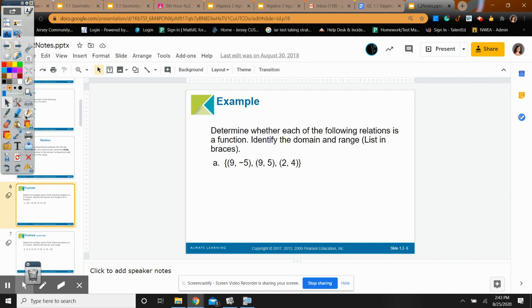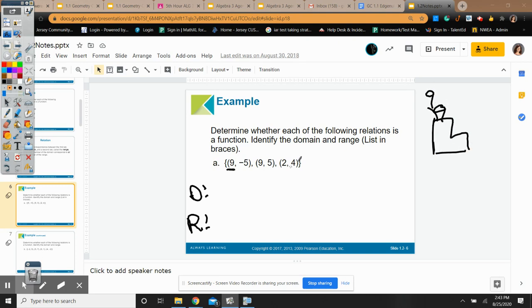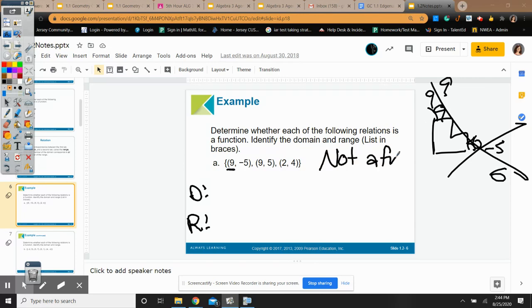Okay, so let's see if this is a function. And then we're going to find the domain and we're going to find the range. So is it a function? Let's see. 9 goes to -5 and then 9 goes to 5. This is not okay. If it's a function and I plug in 9 and it shoots out a -5, then it always has to do it. Now, a 9 came in and a +5 came out. That can't happen. So this is not a function. Now, it's just a relation.